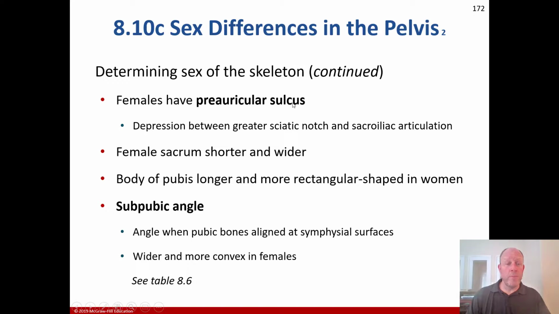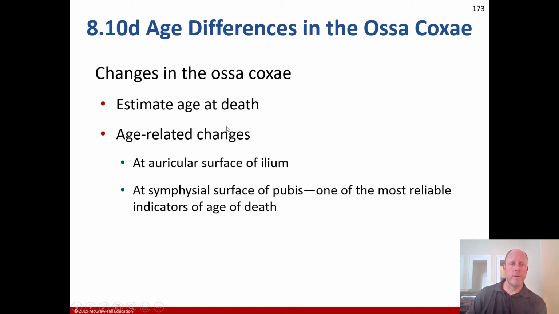Females have a preauricular sulcus. It's a depression between the greater sciatic notch and the sacroiliac articulation. The female sacrum is shorter and wider, not quite as tall, a little bit wider. The body of the pubis is longer and more rectangular shaped in women. The subpubic angle is where the pubic bones are aligned at the inferior surfaces, and it's wider and more convex in females. You can see a table in your textbook for more on that.